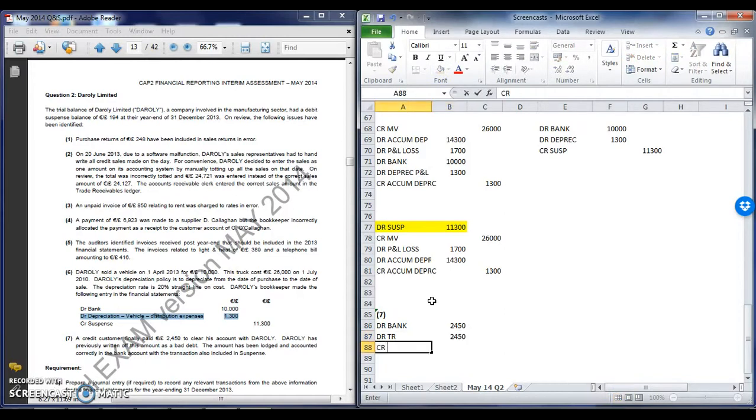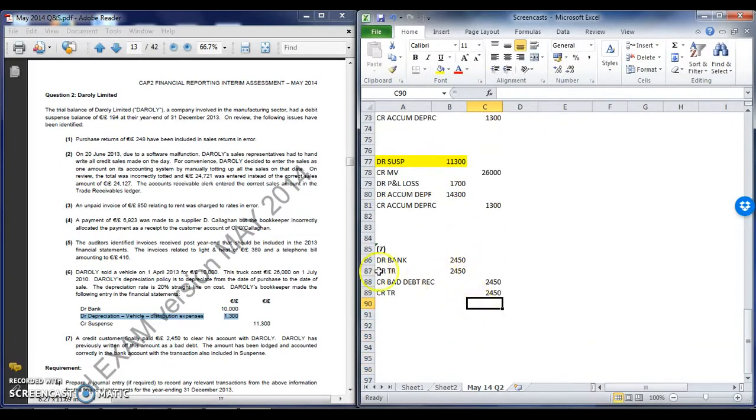Then you will credit bad debt recovered 2450, and you will credit trade receivable 2450. Now some students might be asking, why did you bother doing debit trade receivable and then credit trade receivable? Well, in the broader scheme of things it won't make much difference, but technically it's the right approach, because if you don't account for that and you go straight debit bank credit bad debt, you will never capture that this customer actually paid you in the accounts.